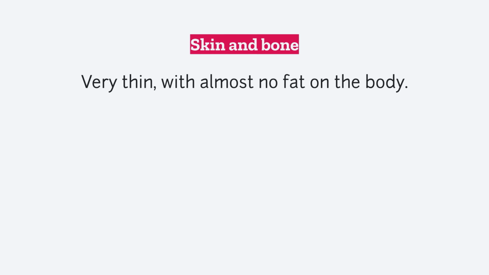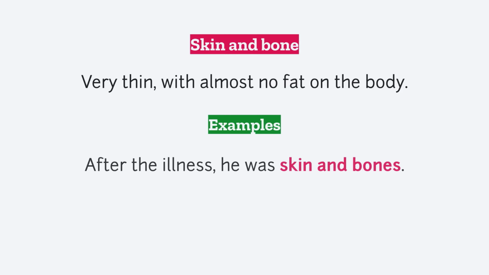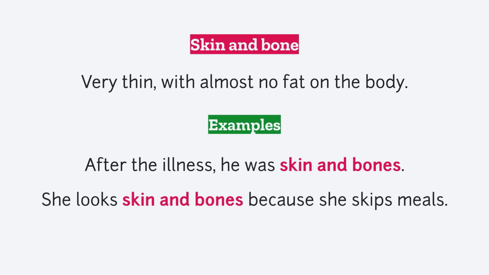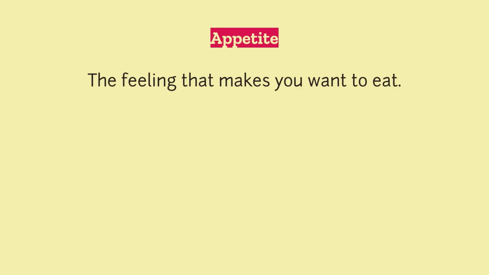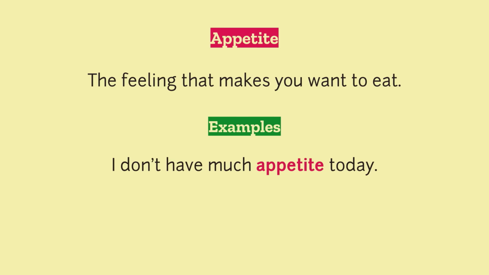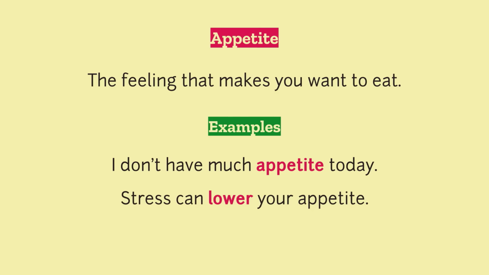Skin and bone. Very thin with almost no fat on the body. Examples. After the illness, he was skin and bones. She looks skin and bones because she skips meals. Appetite. The feeling that makes you want to eat. Examples. I don't have much appetite today. Stress can lower your appetite.